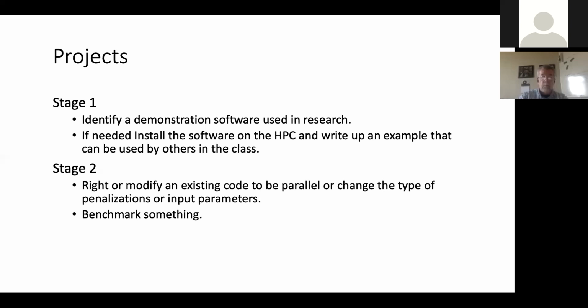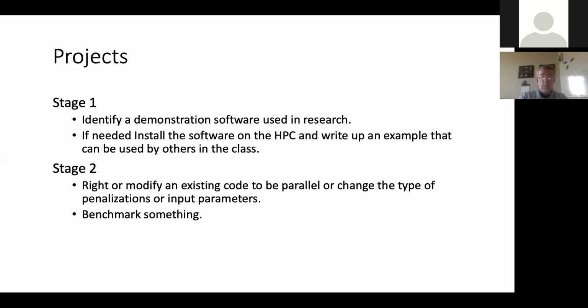This software didn't have to be parallel. It could just be a piece of software used in an area of research, something that could be used on our local HPC. I helped them find what that software might be, but they came up with great little stage 1 projects. And then they exchanged instructions and examples with their peers, and their peers had to try to install the software using the instructions and get the example working. Didn't always work well, but it was a really good exercise on how to write good documentation.